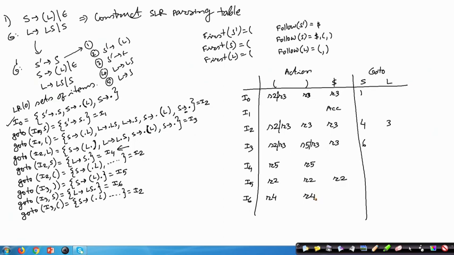So, this way you can construct the SLR parsing table for this particular grammar. It has got shift reduce conflicts in it. So, naturally the grammar is not SLR, but we can try to resolve this conflict somehow by adding some domain knowledge on this grammar. So, we will continue with the examples in the next class.